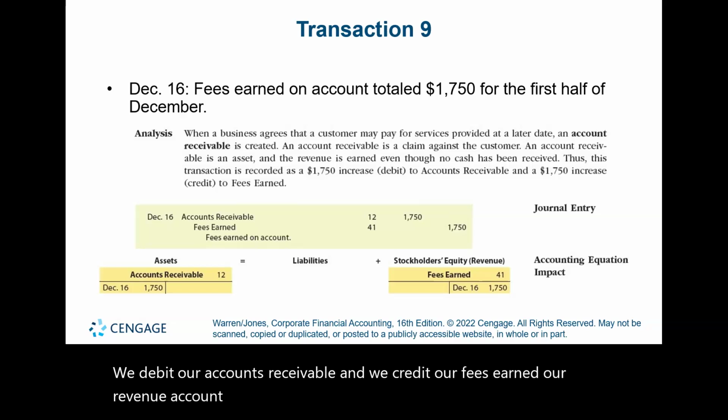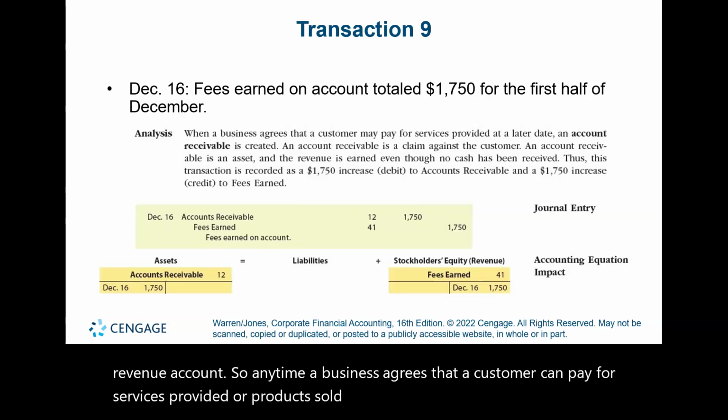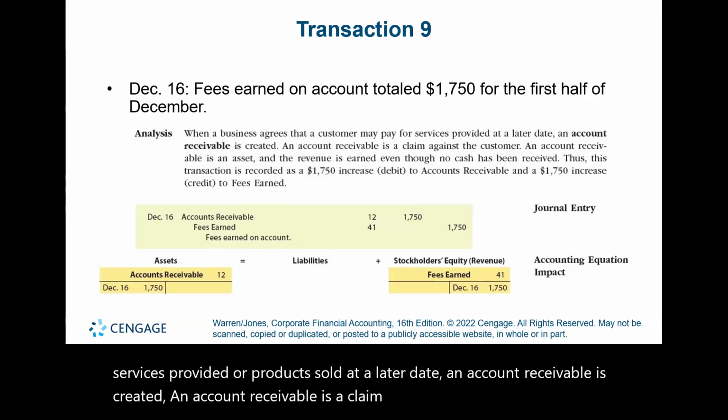So anytime a business agrees that a customer can pay for services provided or products sold at a later date, an account receivable is created. An account receivable is a claim against the customer, and it is an asset account.